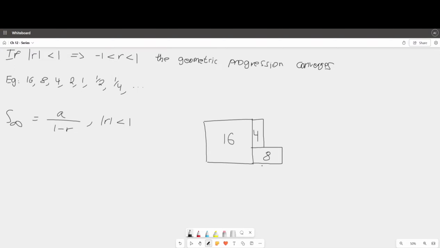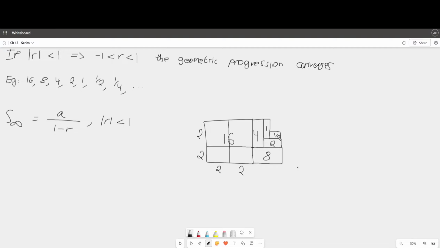So this one has an area of 4, because we said this side length is 2, and this side length over here is 2. Then if I split this down the middle, 2 and 2, again because 4 times 4 is 16, I can find another one. This will be 2. Then like this again, 1, 1 by 2, and so on and so forth. This is going to converge.